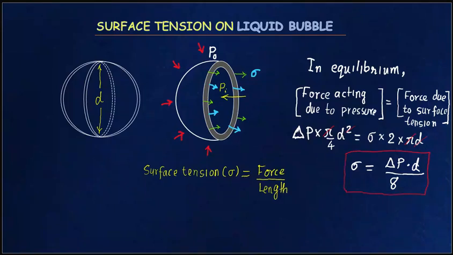So if you want to find the excessive pressure, that is delta P, the pressure difference between inside and outside pressure, that also you can get from here. Delta P will be equal to 8 times sigma by D. So this is also an interesting outcome. So I can also find the excessive pressure like that.